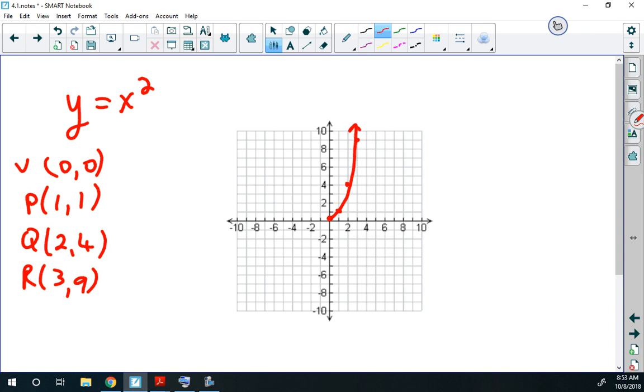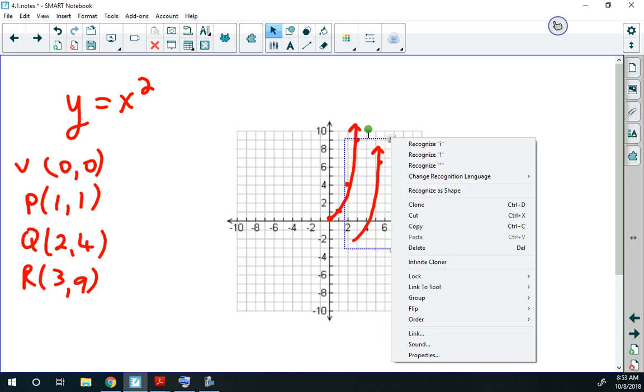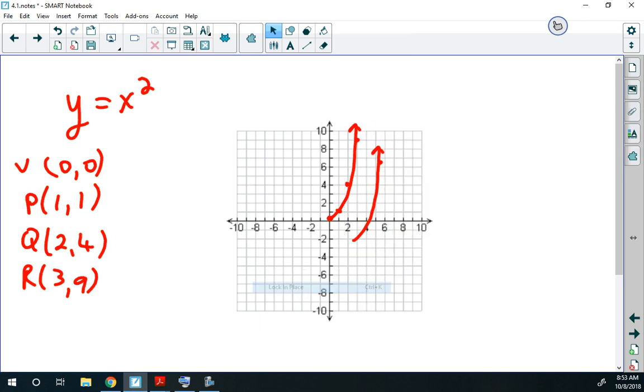And then how can I get the second half of the graph? How can I get the other side? What mathematical property lets me graph the left side of that? Somebody said it. Starts with an S. It ends with an imetry.